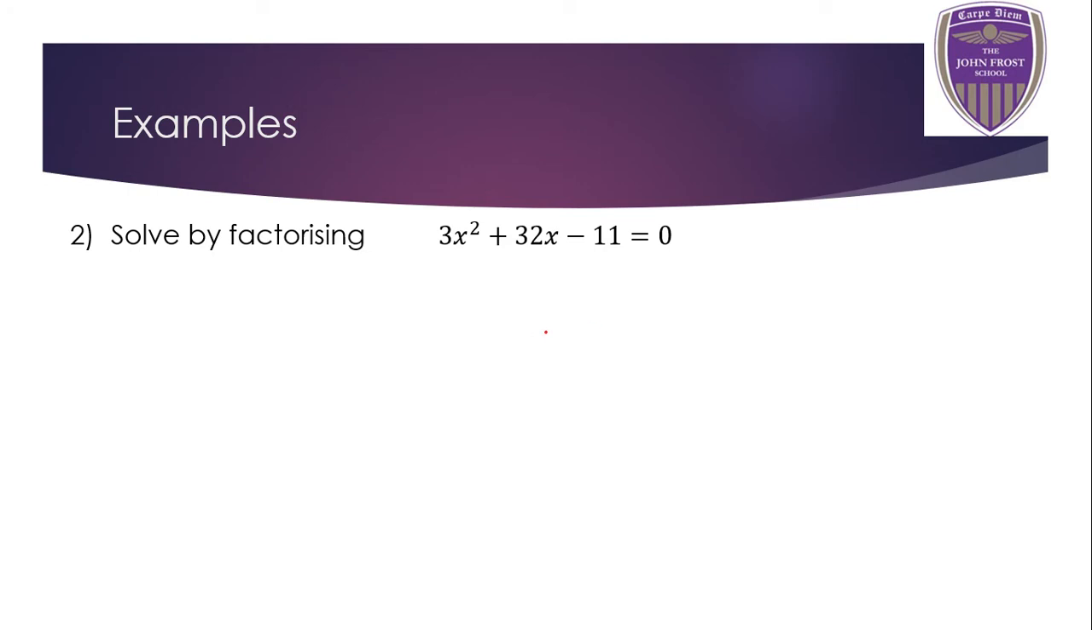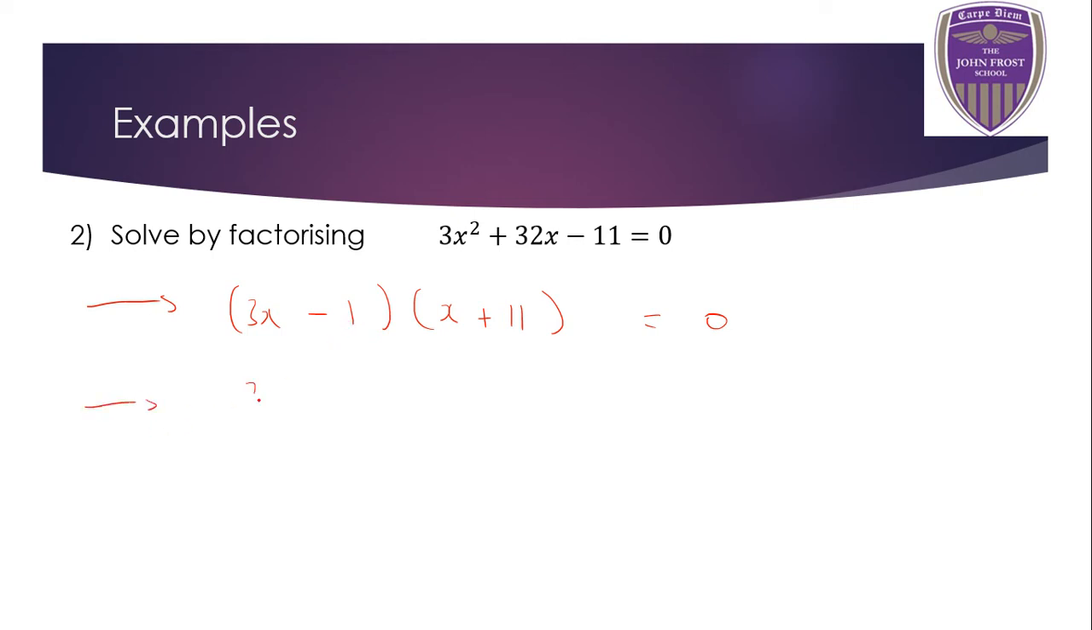Next one. Perhaps you could pause it and have a go and see what happens. Okay, welcome back. So first things first, I'm going to factorize the left-hand side. So I got 3x here and x here. And I think I'd have plus 11 here and minus 1 here. And that should work. It does.